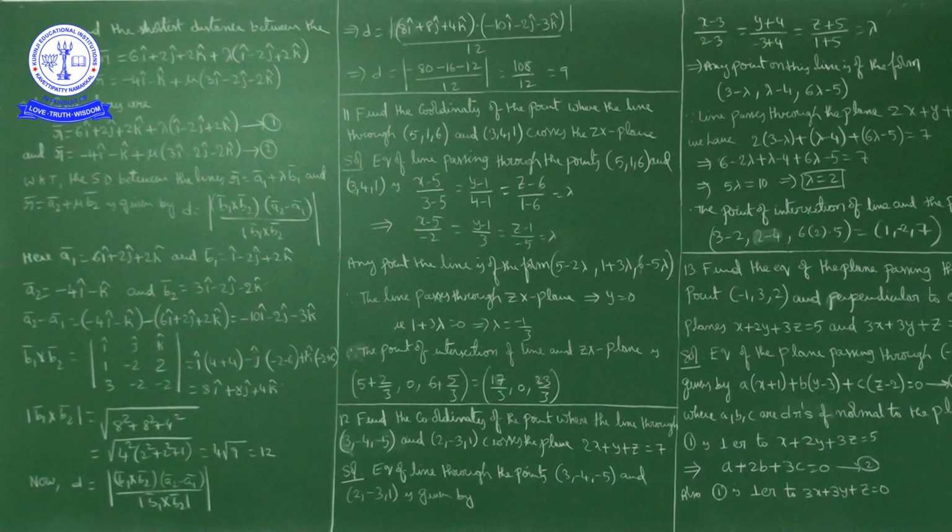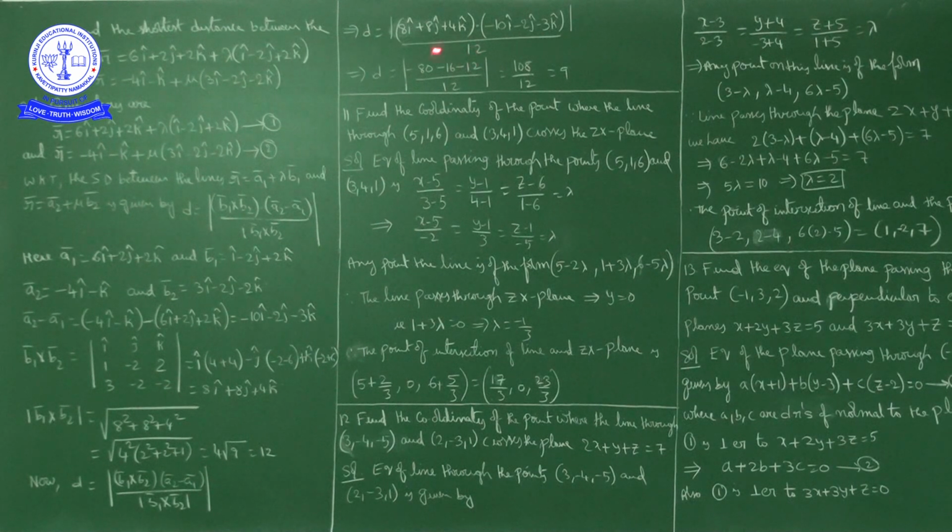Now shortest distance formula is what? Shortest distance D is equal to magnitude of (B1 bar cross B2 bar dot product with A2 bar minus A1 bar) upon magnitude of B1 bar cross B2 bar. So D is equal to, B1 bar cross B2 bar is 8i cap plus 8j cap plus 4k cap, dot product with A2 bar minus A1 bar, which is minus 10i cap minus 2j cap minus 3k cap, upon magnitude of B1 bar cross B2 bar, which is 12.